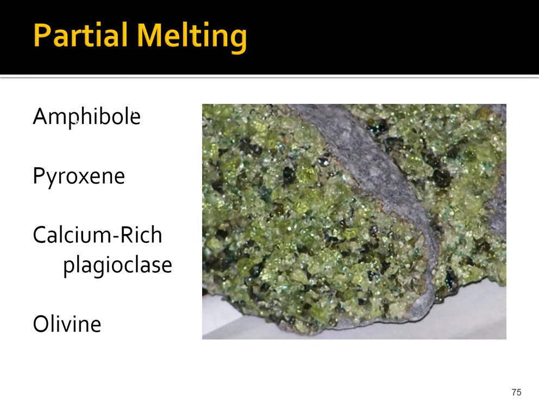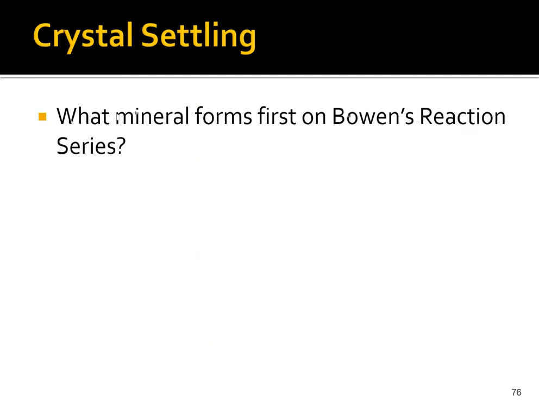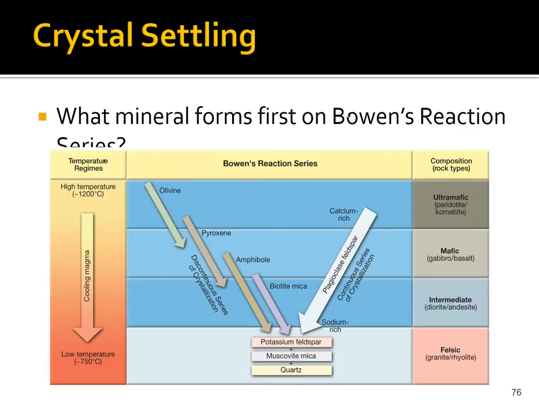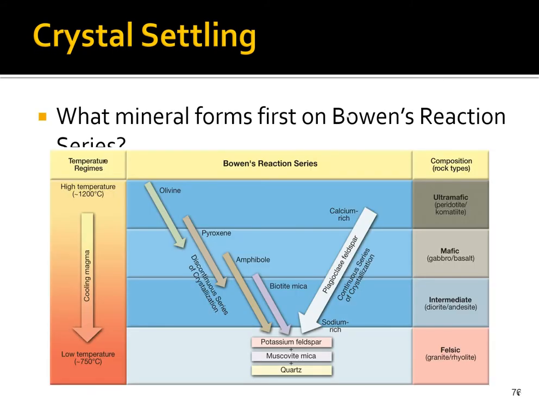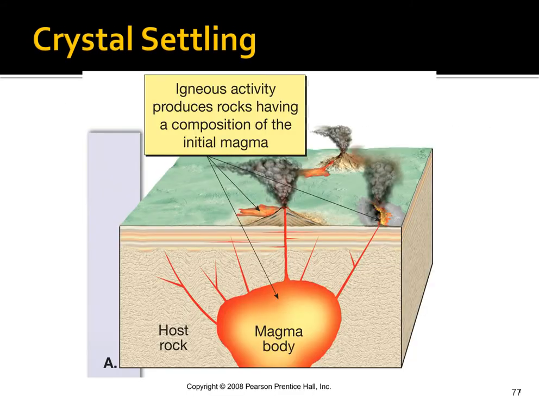But if you look at this, an ultramafic rock has amphibole and pyroxene and plagioclase and olivine. The olivine doesn't want to melt, but the amphibole and the pyroxenes will. So the first mineral that forms in Bowen's reaction series is that olivine. So if the olivine forms in a magma body, or the pyroxenes, since the olivine is not going to want to melt very much at all, you're forming olivines, you're forming pyroxenes.